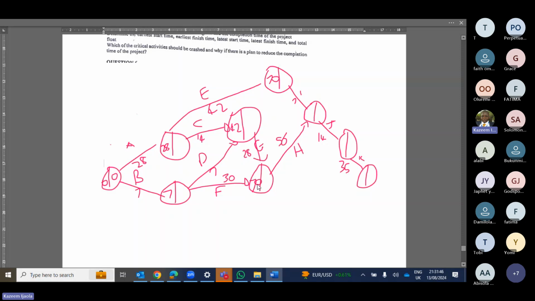Now, to pick for H, we are going to check the intersection. So let's move on first. If you check here, we have 70. 70 plus 7 gives us 77. Now we have 70 here too. 70 plus 56 gives us what? 126. So which one is higher? Is it 77 or 126?